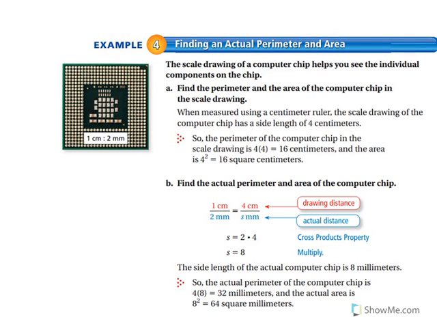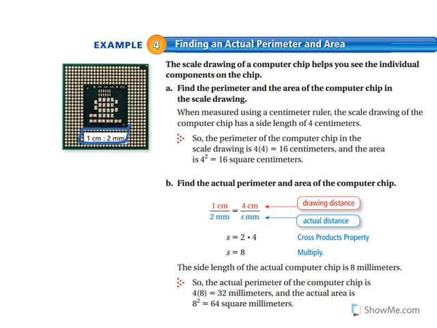It says the scale drawing of a computer chip helps you see the individual components of the chip. Part A is asking us to find the perimeter and the area of the computer chip in the scale drawing. Okay, so that's the first part we're going to do. All right. So let's go ahead and take a peek at this. Information that we're given. We know that our scale is 1 centimeter in the drawing represents 2 millimeters in the actual computer chip.